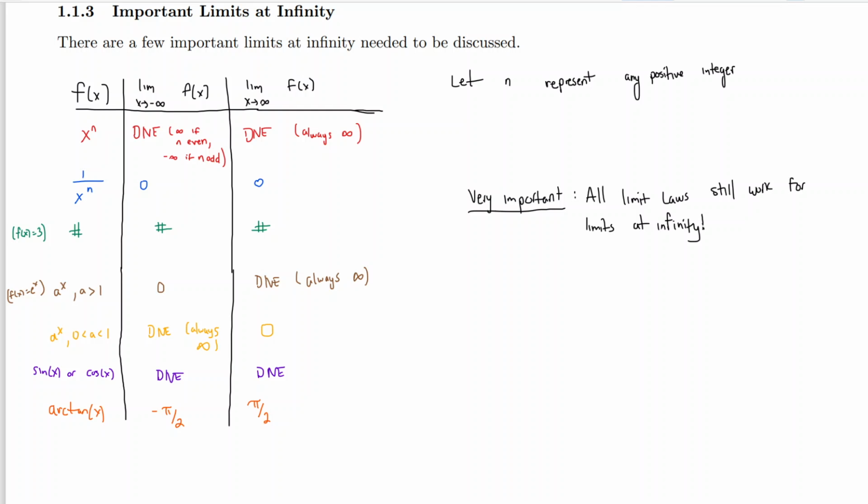All right, but what I want to go ahead and do is explain how these come up and what they mean. And you'll notice on some of them, like when we have DNE here for x to the n, I wrote DNE because that's what we're going to use because it's infinite. The output is going to be infinite, but I specified whether it's infinity or negative infinity where it'll be applicable.